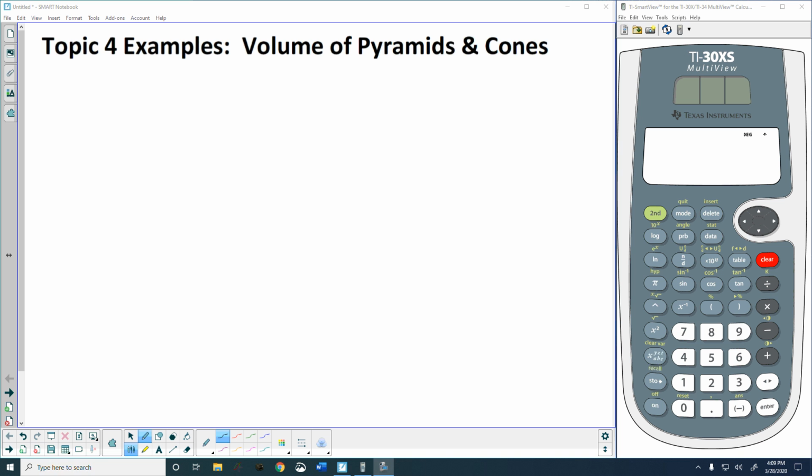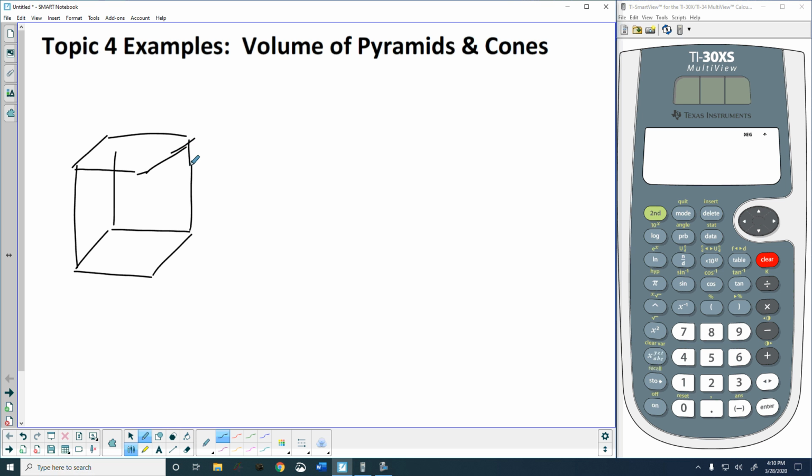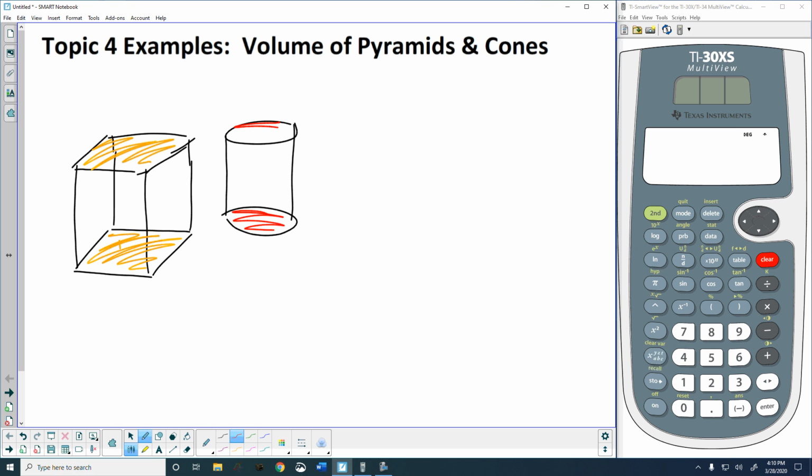So just for a teeny bit of perspective, last time you worked on the volume of prisms. A prism is a shape that has the same base on the top and bottom. Like if it has a square base on the bottom, it would also have a square base on the top. And you also worked a little bit with cylinders, which is the same idea, it's just that the base is a circle. So that was last time.